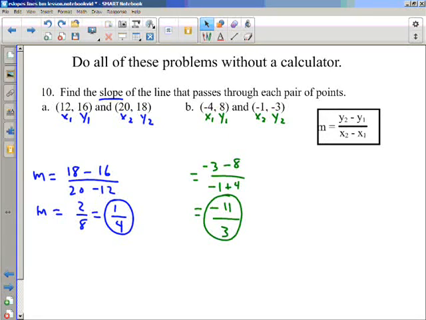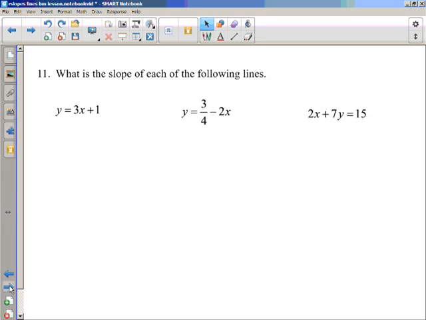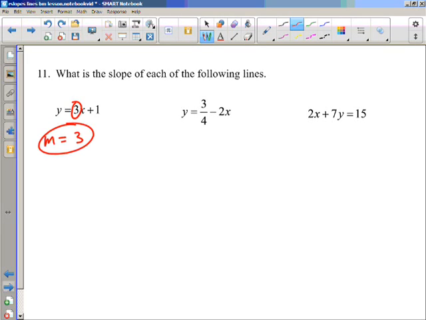So you'll want this formula memorized, and you probably already do have it memorized. Moving on, what's the slope of each of the following lines? Well, this is kind of nice because of the three representations, when you have a line that you know is linear and it's in y equals form, you just pluck off the coefficient. So in this case, m will equal 3.